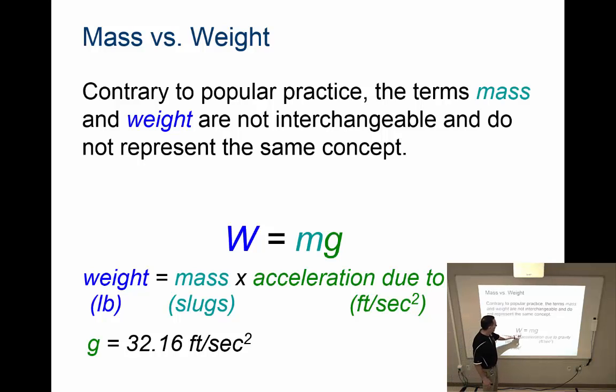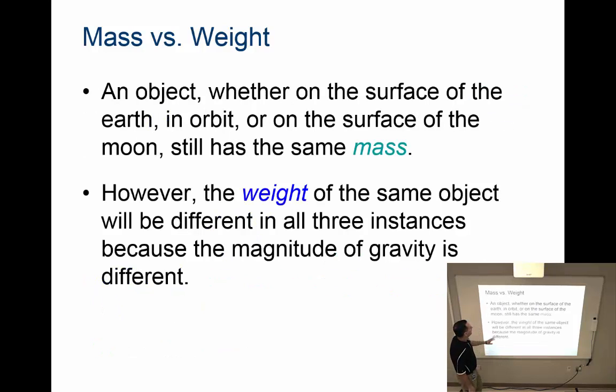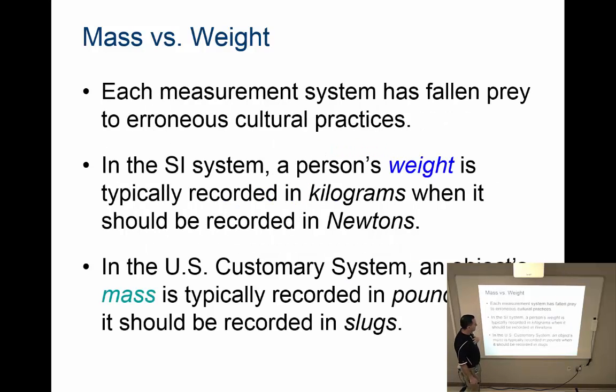Okay, so mass and weight are not the same thing. Weight is going to be mass times our acceleration due to gravity. So an object, whether on the surface of the Earth, in orbit, or on the surface of the Moon, still has the same mass. What changes is the weight based on gravity. So what I weigh on the Earth is different from what I weigh on the Moon because of the differences in the gravity being exerted on my mass.